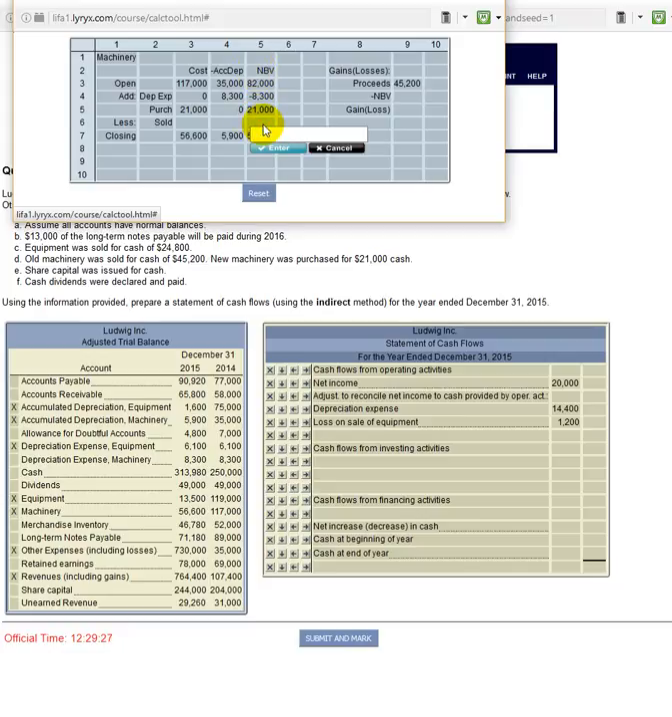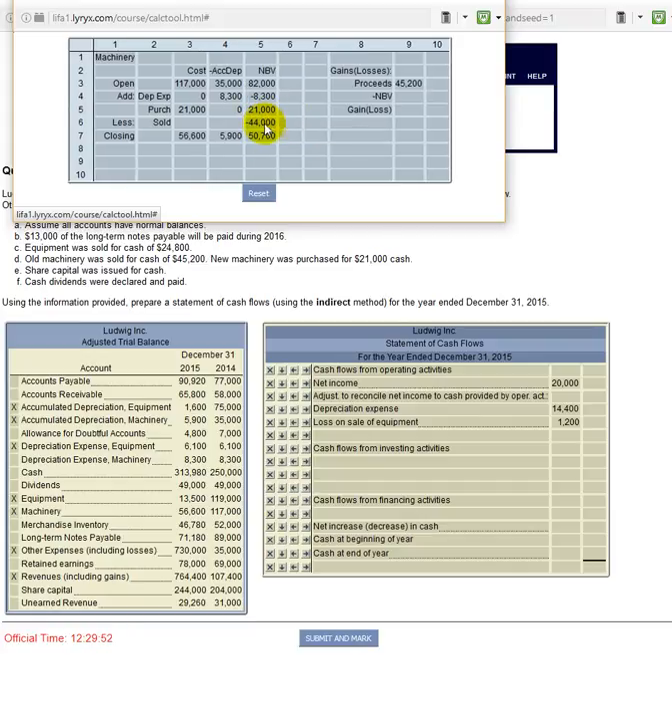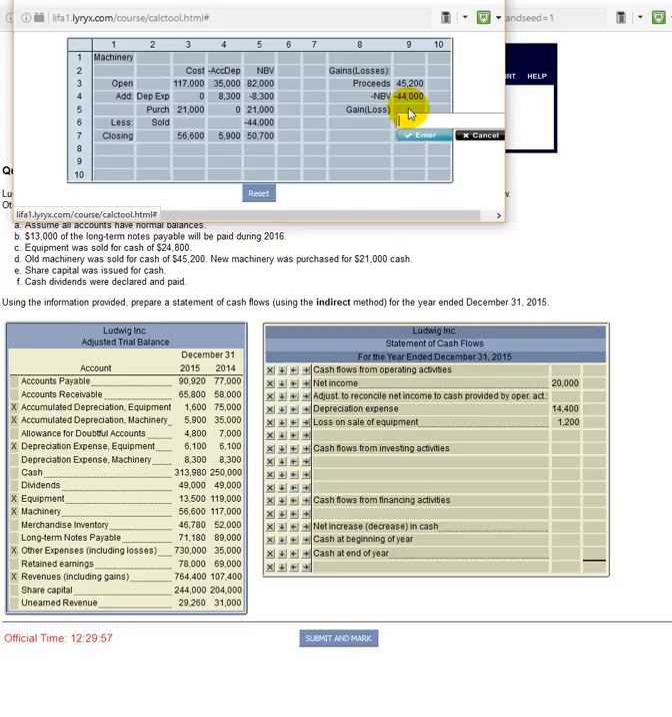So let's do that. Take 82,000 minus 8,300 plus 21,000 and subtract 50,700. It says that the net book value of what we sold must have been 44,000. So once again, I like to do the brackets and the sign so that it shows the correct direction. That's going to be deducted from 45,200. So the amount of the gain is 45,200 minus 44,000.